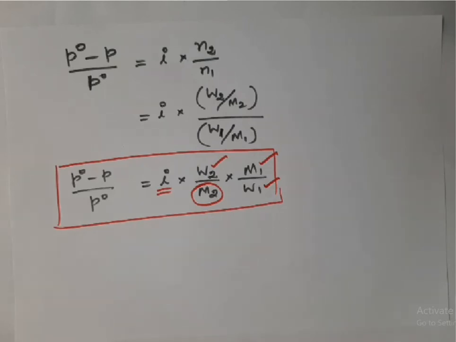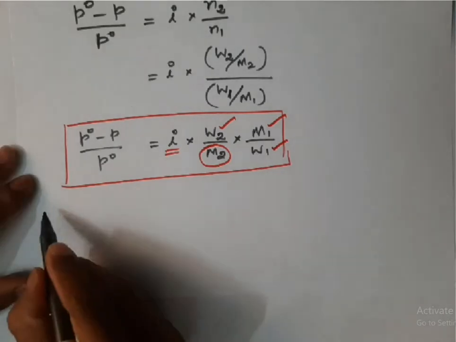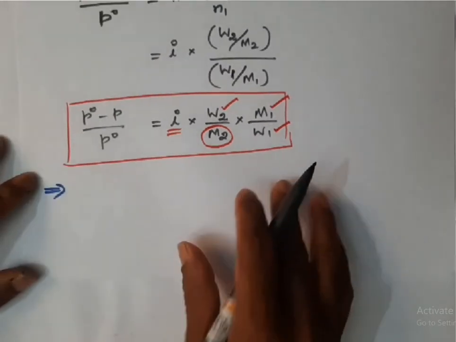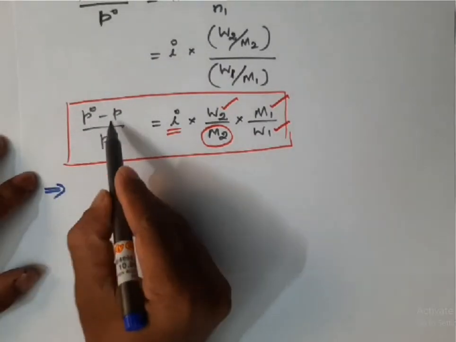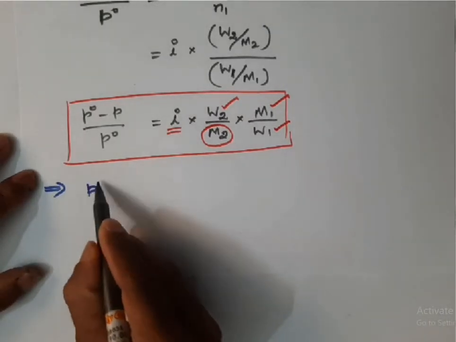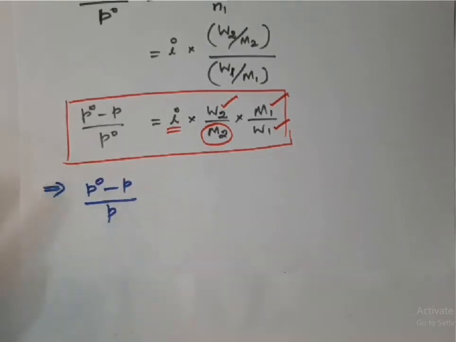Now I will give very important information which is very useful for competitive examinations. If you write any competitive examination, then you can use this. Listen. So here I said P naught minus P by P naught, right? Now what I'm going to do, I'll write P naught minus P. Instead of P naught, I'll put P.